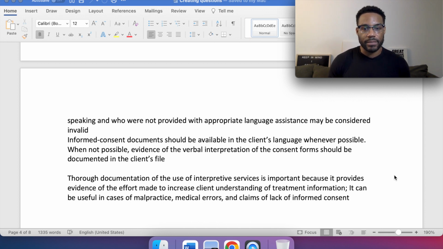Informed consent documents should be available in the client's language whenever possible. When not possible, evidence of the verbal interpretation of the consent forms should be documented in the client's file. Thorough documentation of the use of interpretive services is important because it provides evidence of the effort made to increase client understanding of treatment information. It can be useful in cases of malpractice, medical errors, and claims of lack of informed consent.